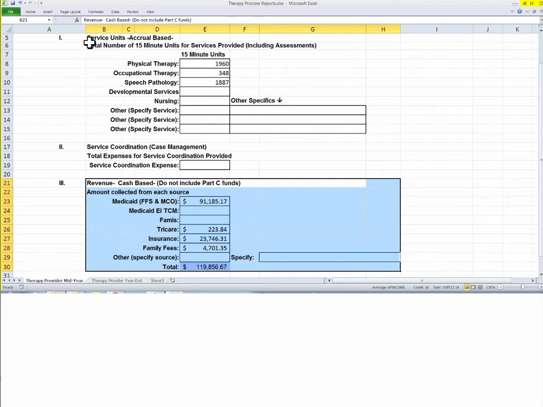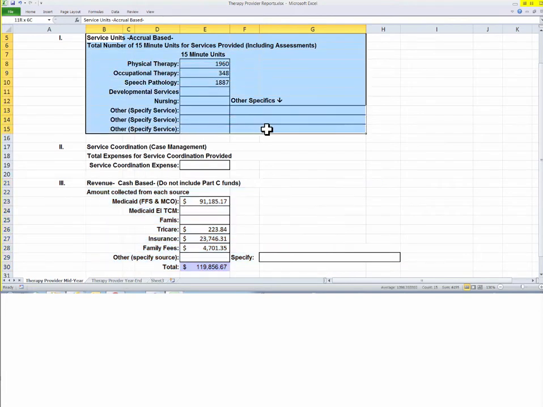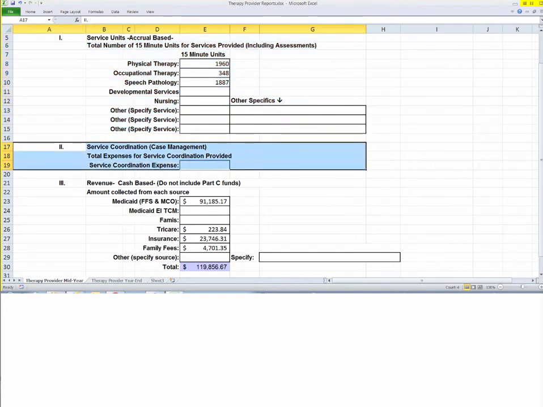Section 1, the first section, includes the number of 15-minute units for each type of service you provide. Keep in mind that you are not reporting what you charge, just the number of units provided in the reporting period. Section 2 reflects the actual cost of providing any service coordination.